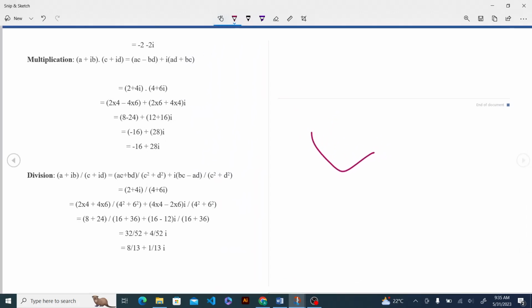So let's see this now. This is the difference which we have done previously for subtraction, and now we are going to see multiplication and then division. So there is the multiplication formula first.